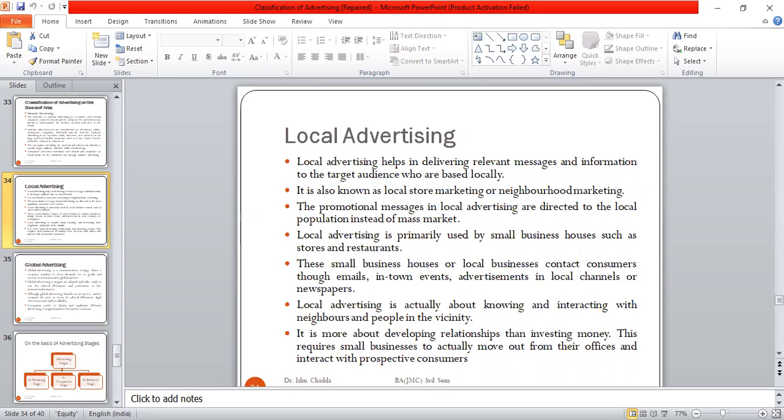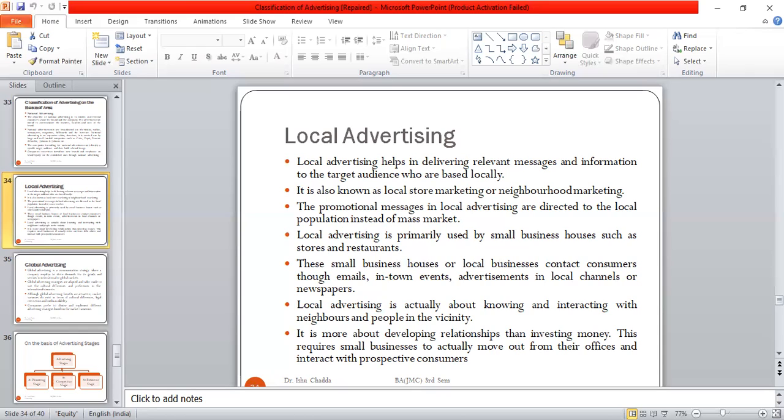Local advertising is primarily used by small business houses such as stores and restaurants. These small or local businesses contact consumers via emails, in-town events, advertisements in local channels or newspapers, or by word of mouth. Local advertising is about knowing and interacting with neighbors and people in their area, in their colony. It is more about developing relationships than investing money. These require small businesses to move out of their offices and interact with their prospective consumers.